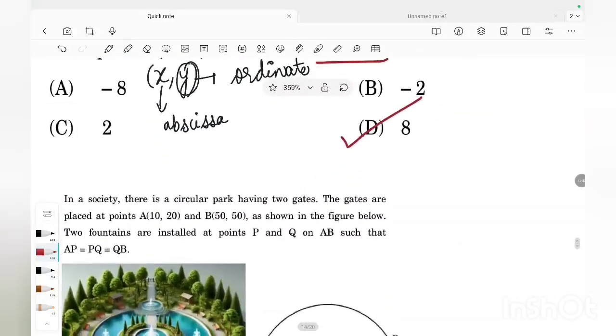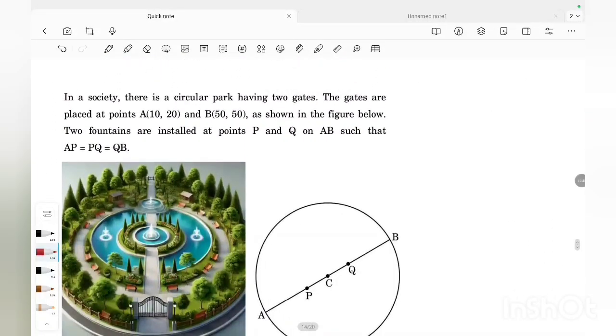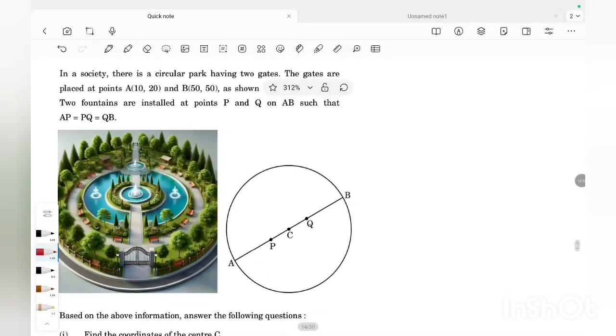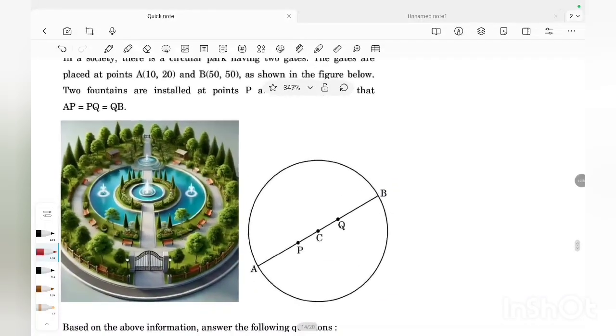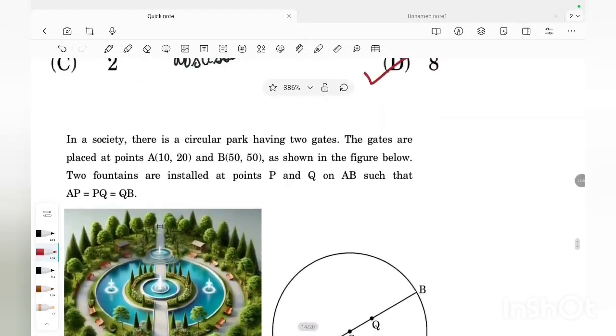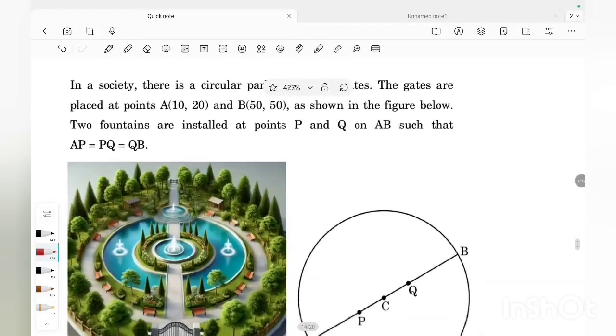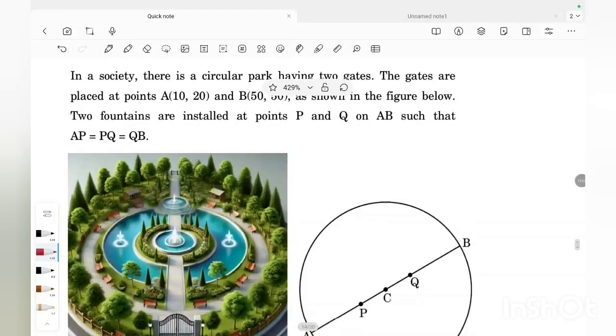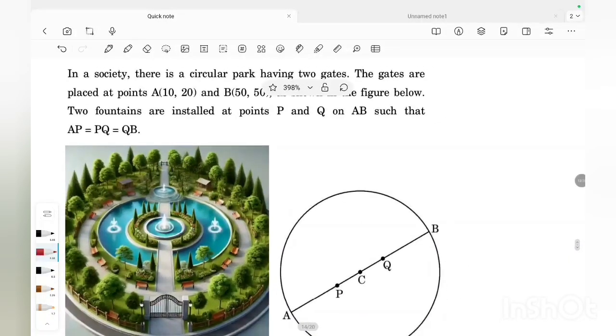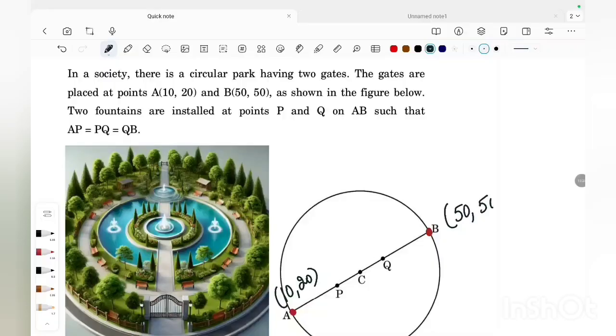Next, a very important case study from the exam point of view, and this came this year in 2026. It's a very easy case study. 2 to 3 concepts are applied here. First of all, read the paragraph and whatever clues are given in it. In a society, there is a circular park having 2 gates. The gates are placed at points A and B. Suppose these are the 2 points A and B. Coordinates are given to you: A is 10, 20 and B is 50, 50.